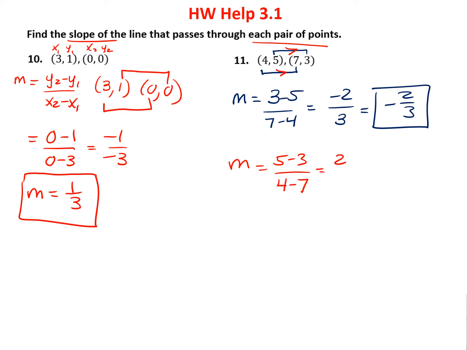Notice here I get positive 2 instead of negative 2. But on the other side, I get negative 3 instead of that. And I end up with the same answer. Okay? So whichever way you subtract is fine as long as you do them both the same way. If you went this way for y and that way for x, then you would get the opposite answer. Your answer would be positive 2/3 instead of negative 2/3. So just watch that. Just be consistent. Whatever way you subtract the y's, that's the way you subtract the x's as well.